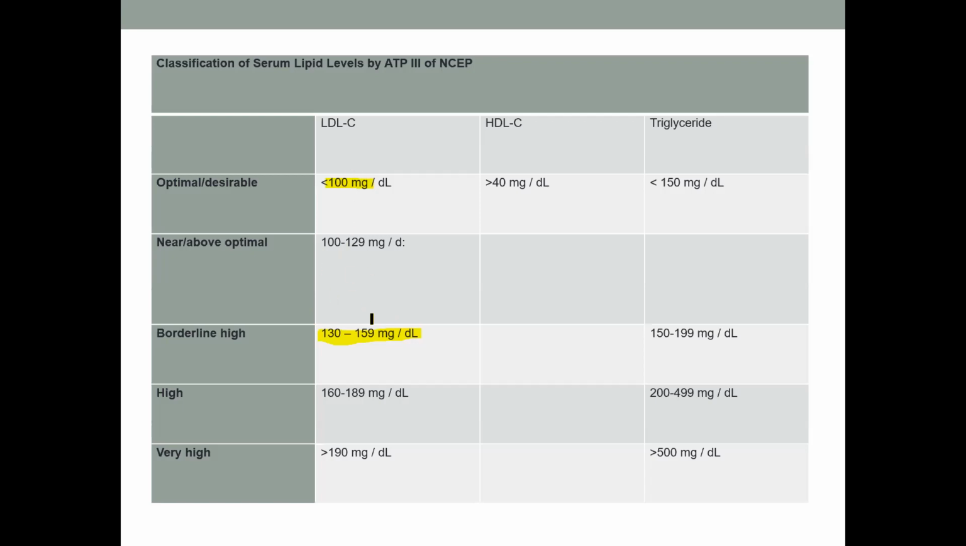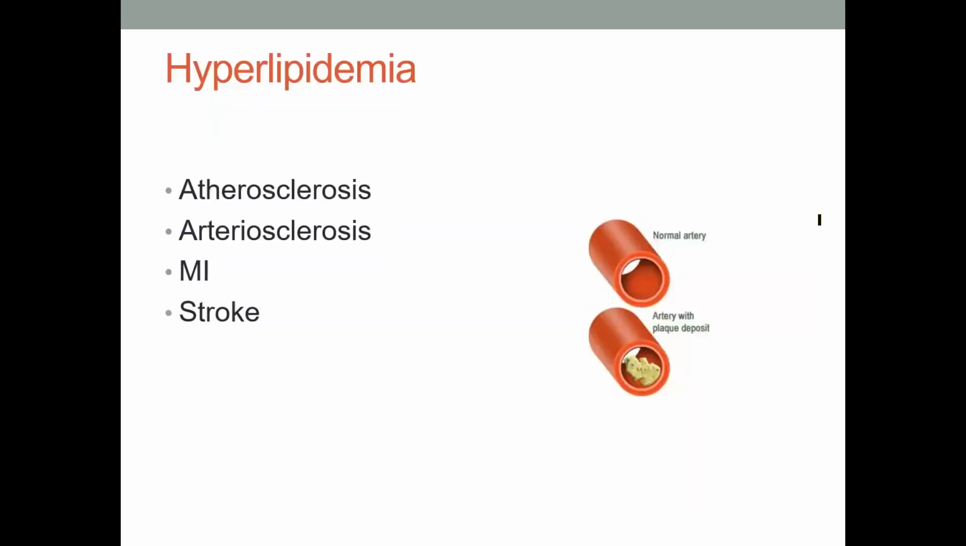The doctor recommends lifestyle changes. If you're above that, you need to be treated. HDL, you need to be above 40. If you're below 40, the HDL needs to be up. Triglycerides above 150 is high. If you're below 200, you're in that kind of borderline region. If you're above 200, you're high. If you're above 500, you're very high. Those are kind of the magic numbers. So hyperlipidemia increases your risk of myocardial infarction, increases your risk of stroke.